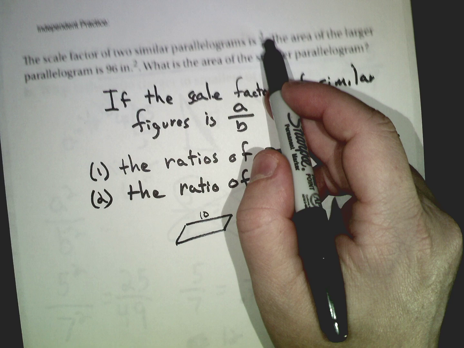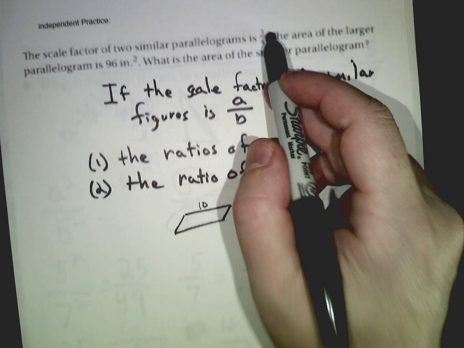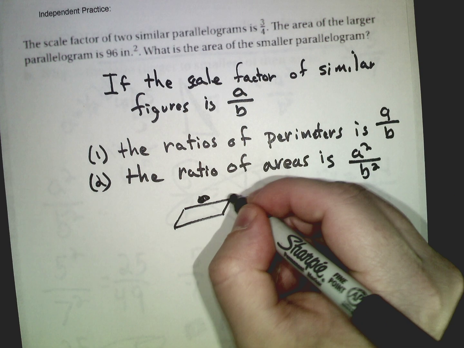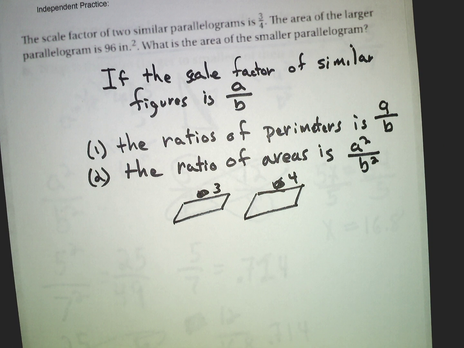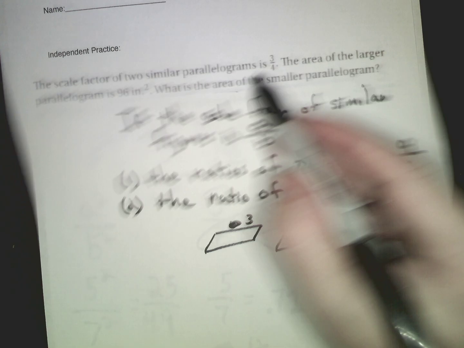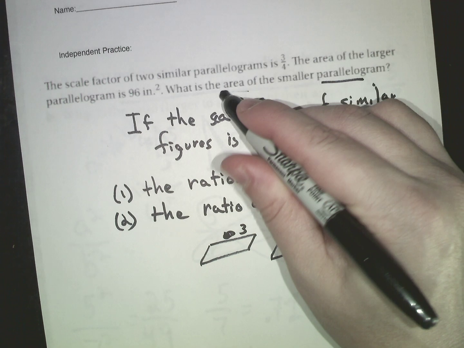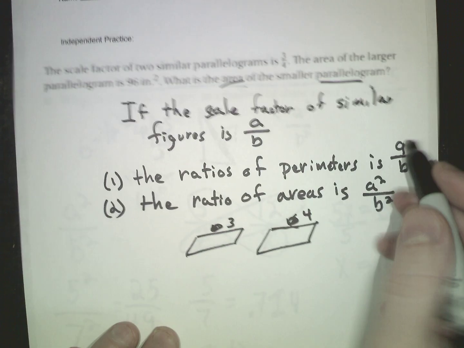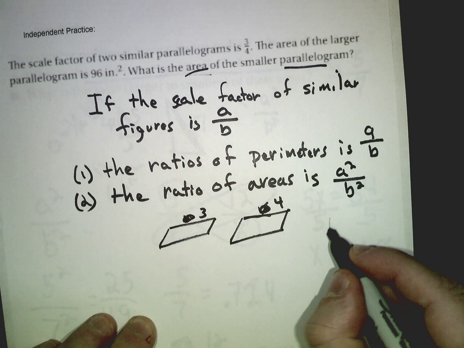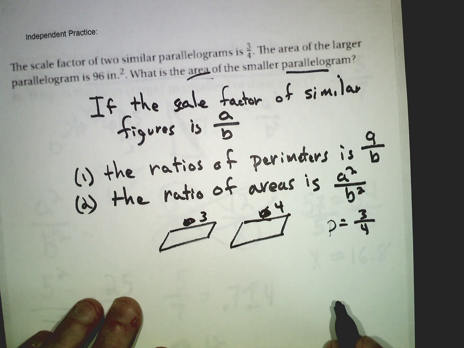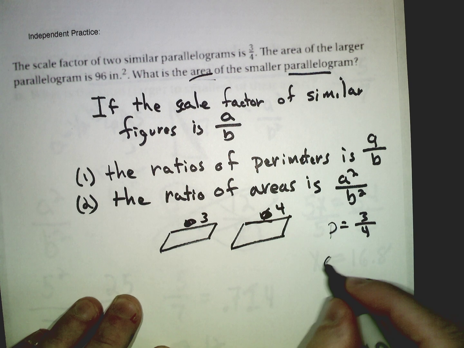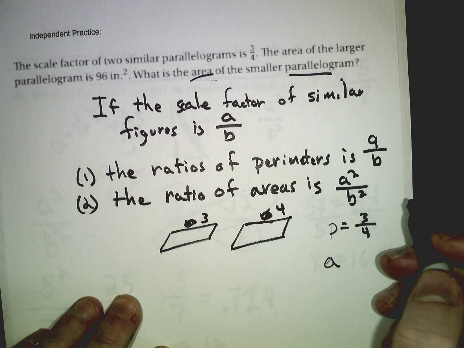Here, they say the scale factor of these two is 3 to 4. So I'm going to write that out. I'm going to say, well, this is 3 and this is 4. Now, the question here is, what's the area of the parallelograms? Now, if they were asking for the perimeter, it would just be 3 to 4. That's the ratio, and we could solve it that way. But instead, we're talking about the area, which is A squared over B squared.